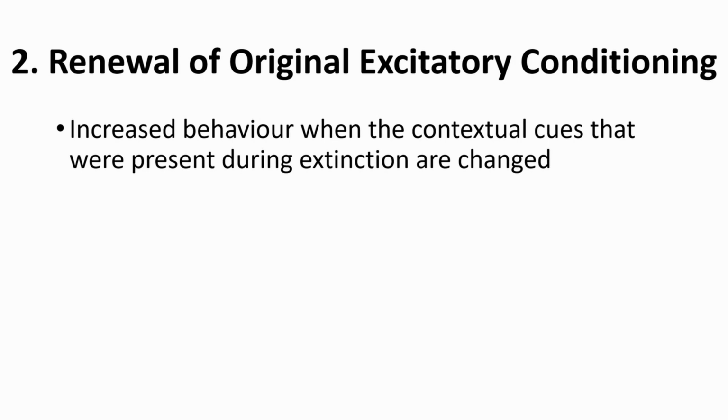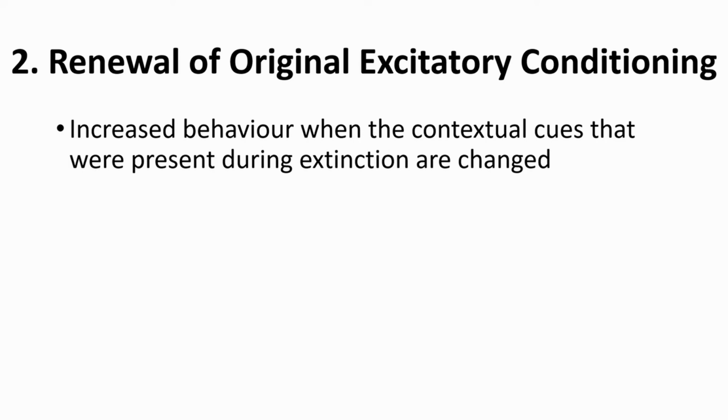And renewal is going to be specifically the renewal of our original excitatory conditioning. So this happens when we see an increase in behavior when our contextual cues that were present during extinction are changed. Specifically, this is telling us that as we move away from what we experienced during extinction, as the environment changes or as the stimuli that are present change, then we'll see that behavior return, and the extinction is less and less effective as these cues change.